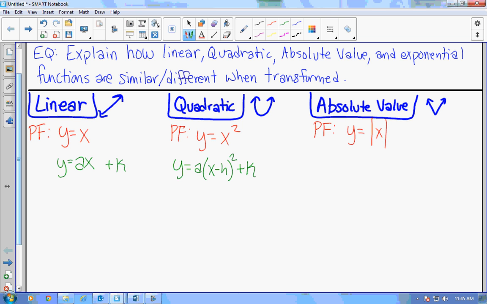Absolute value also has the A, H, and K. Y equals A times the absolute value of the quantity x minus h, plus k.